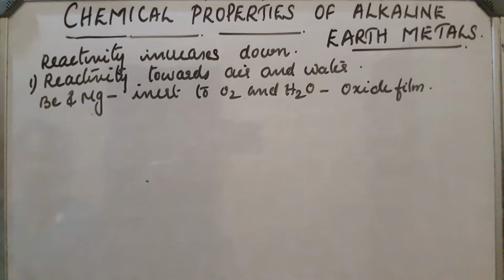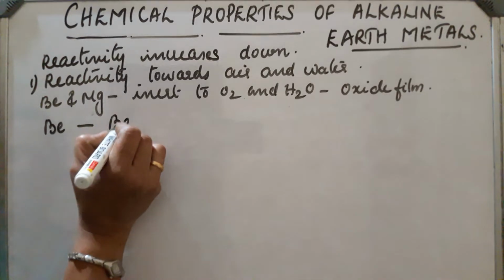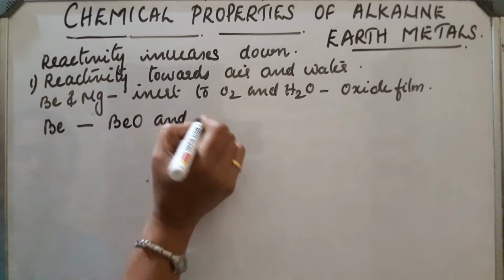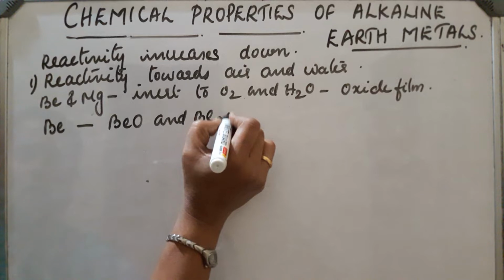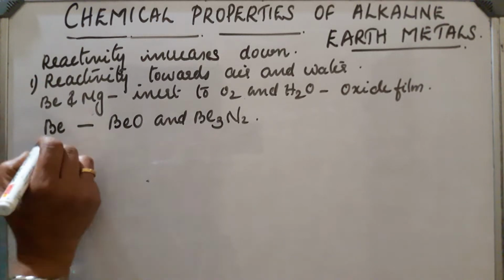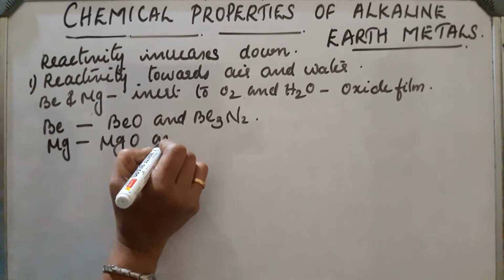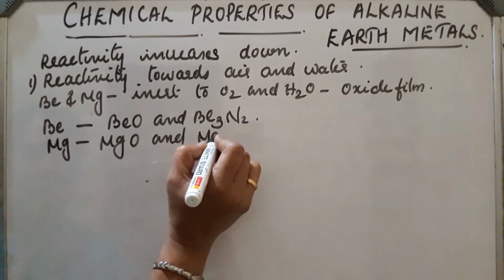Powdered beryllium burns on ignition and gives beryllium oxide and beryllium nitride. Similarly, magnesium, which is more electropositive, burns with dazzling brilliance in air, and a large amount of heat is evolved, and gives magnesium oxide and magnesium nitride in reaction with air.